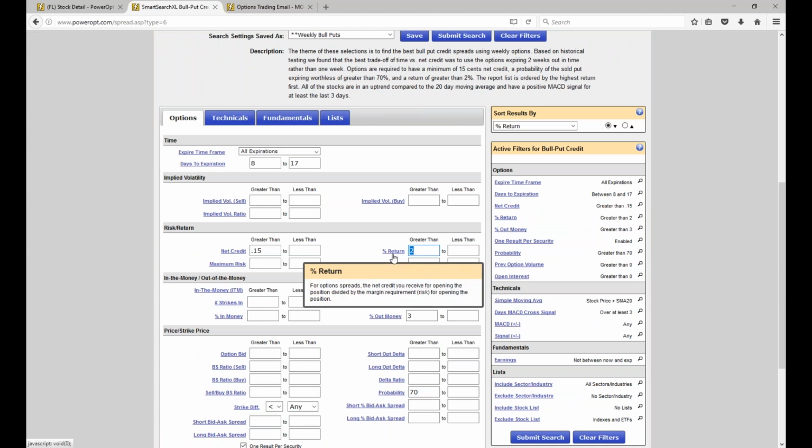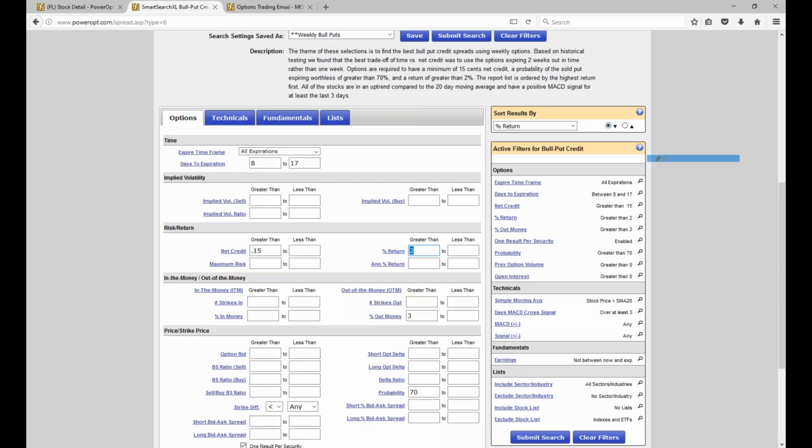The percent return here in the credit spreads is defined as the net credit you receive divided by the difference in strikes minus net credit, or what we call the true margin. See, some brokers, if I did a 5-point spread, are not going to charge me the $500 total to put on the trade per contract. If I get 50 cents, they're just going to charge me $4.50.